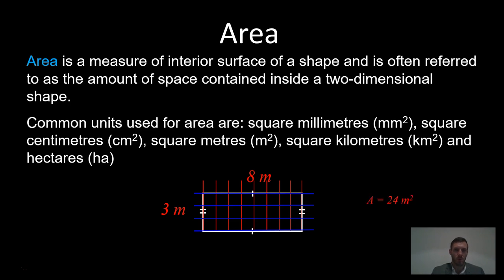Another way to do it is to multiply the length times the width to find the area, which is 24 meters squared. In this case, 8 times 3 equals 24 meters squared.